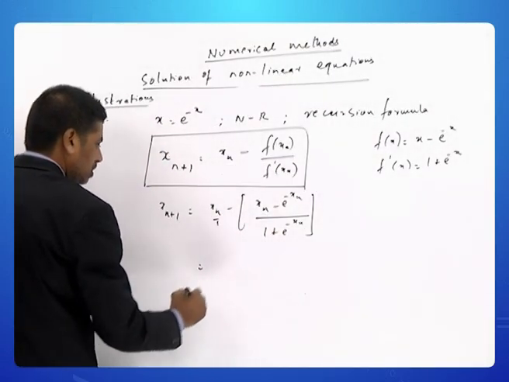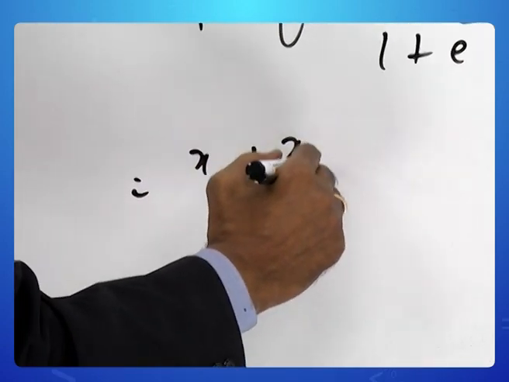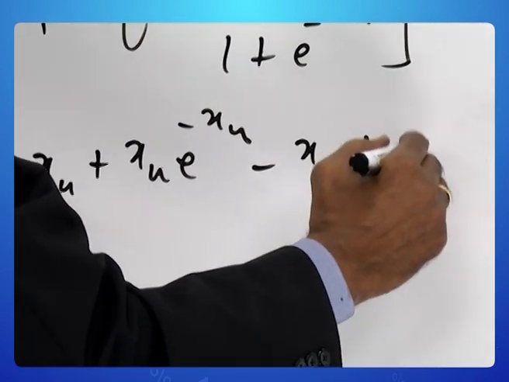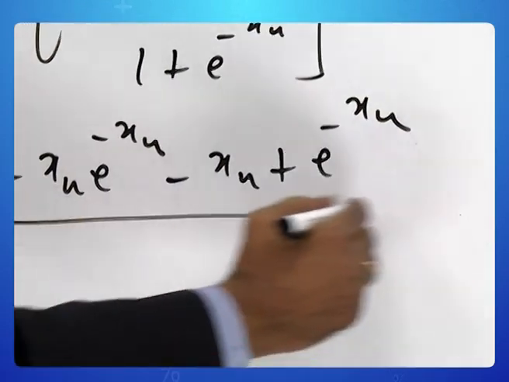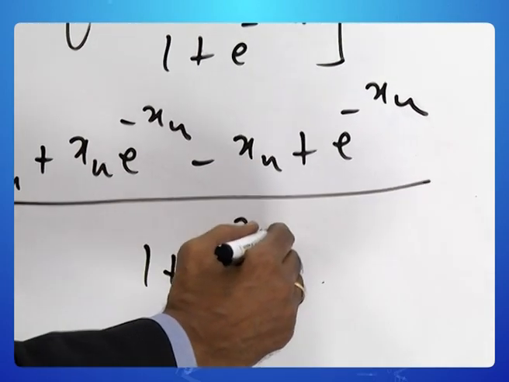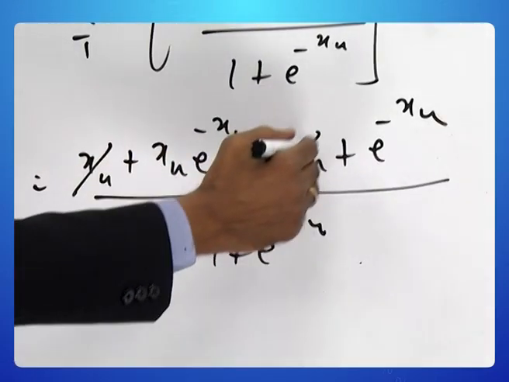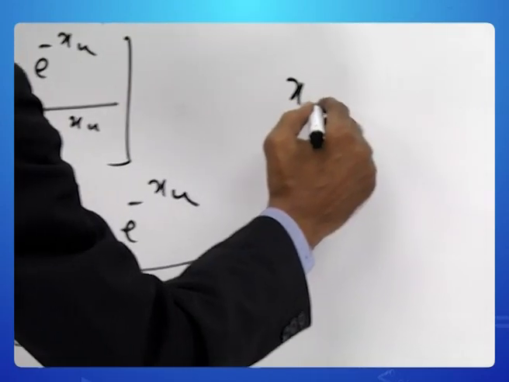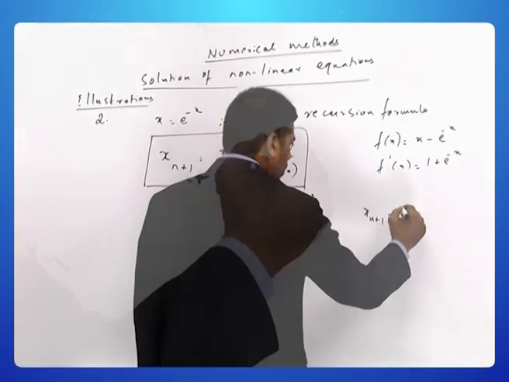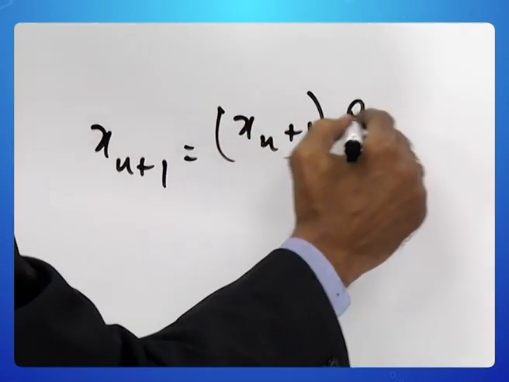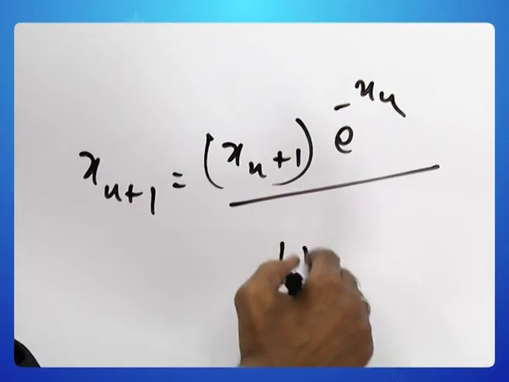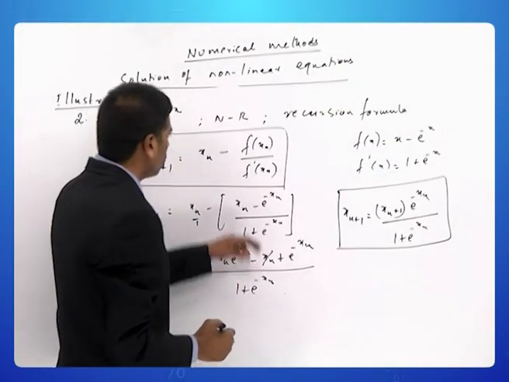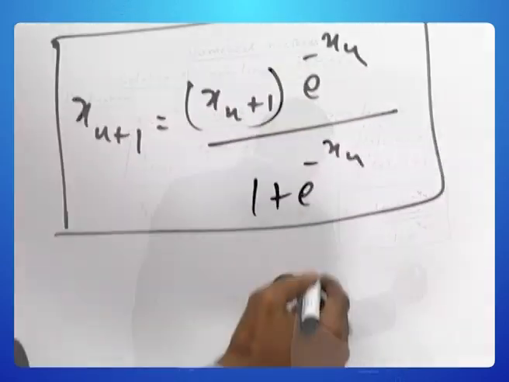So we just simplify this. Xn plus xn e power minus xn minus xn plus e power minus xn upon 1 plus e power minus xn. So these two get cancelled, and from the remaining terms you can take e power minus xn common and you will get xn plus 1 is equal to (xn plus 1) e power minus xn by 1 plus e power minus xn. So this is a recursion formula to solve this equation, and you can see this option in C.